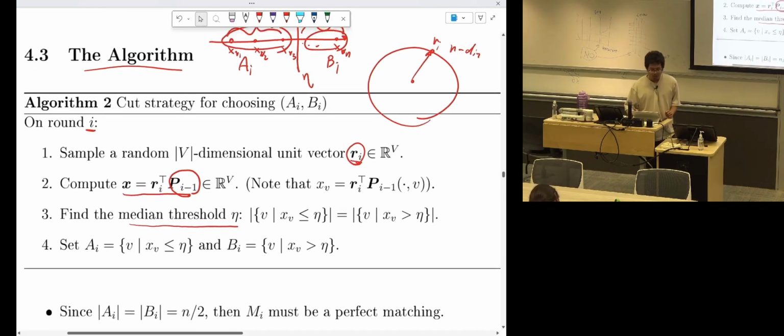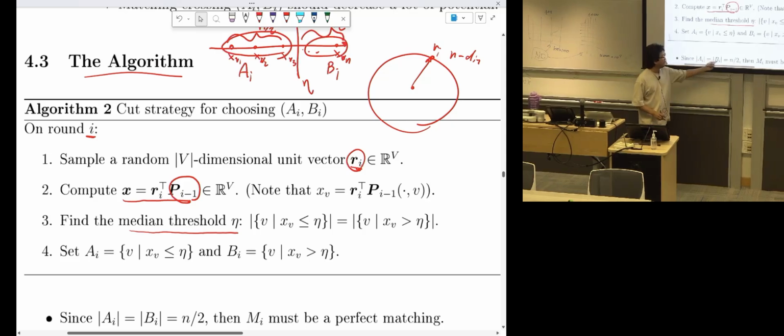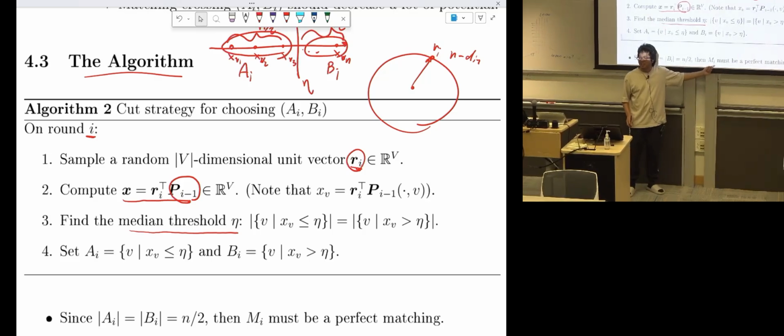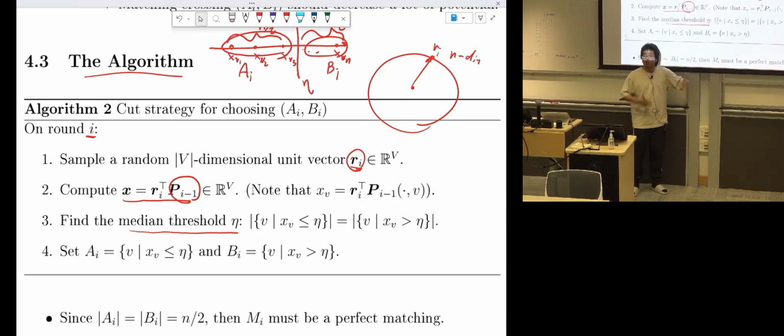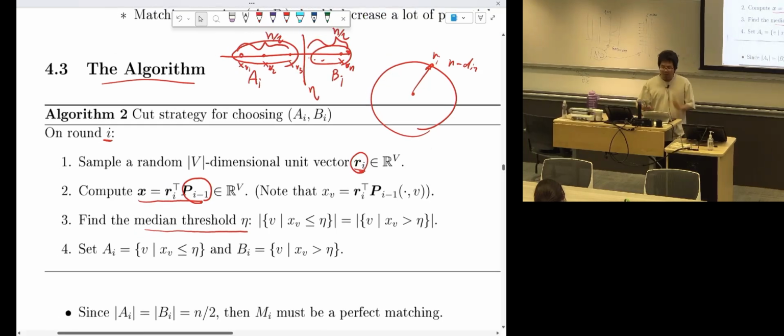And currently, since we choose it to be the median, A_i and B_i are both of size n/2. So when the matching player chooses a matching, it will actually choose a perfect matching. It needs to choose a perfect matching. Everyone needs to be matched. Okay. Is the algorithm clear?